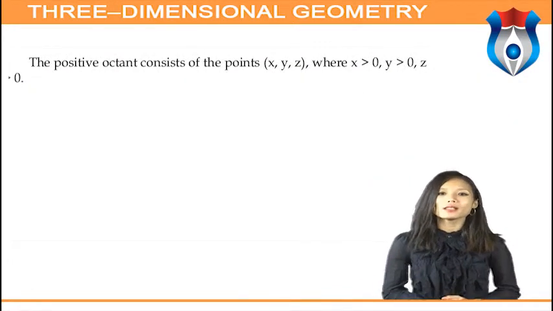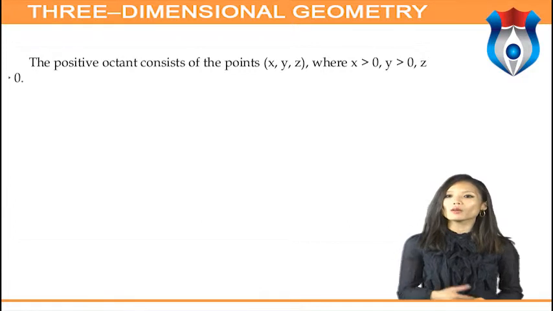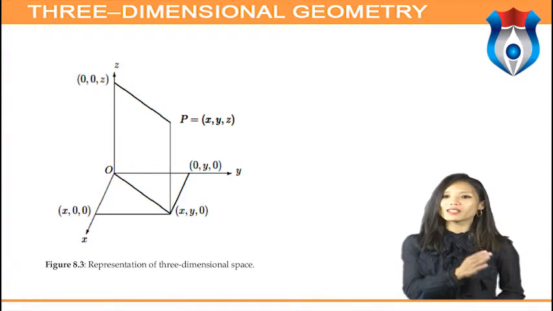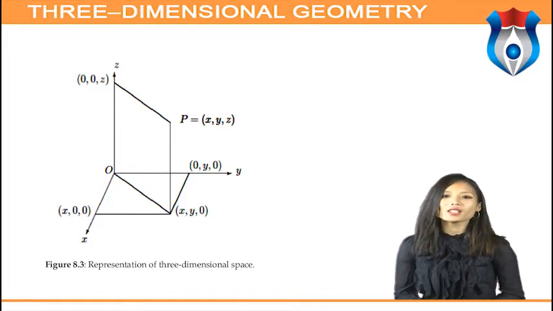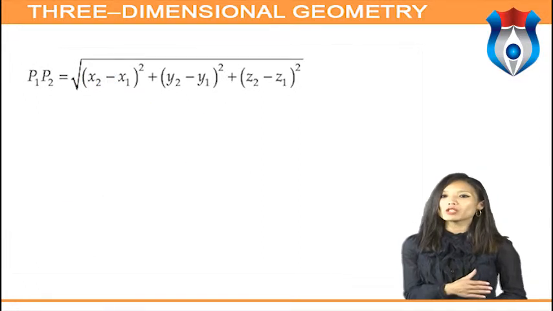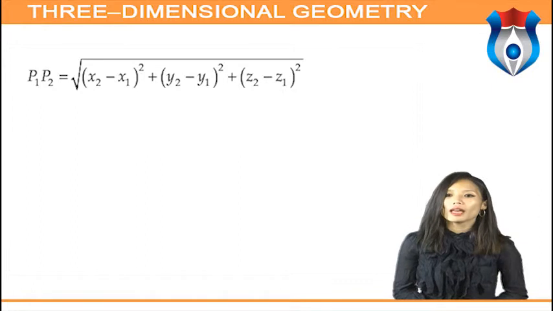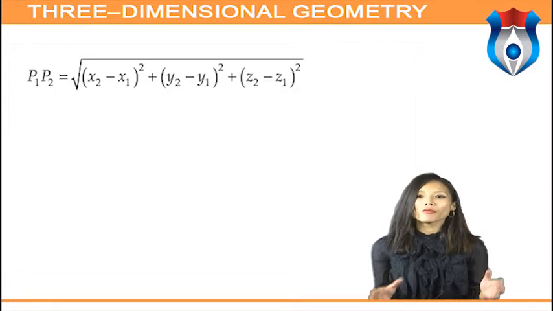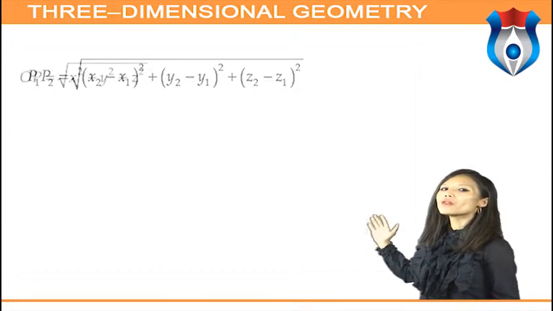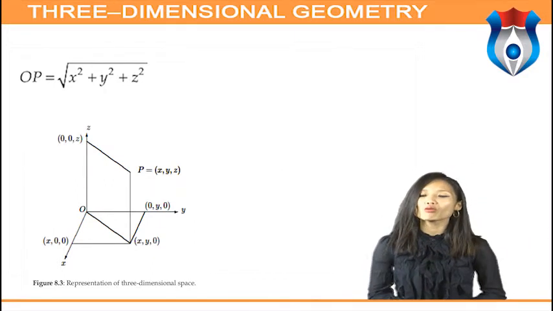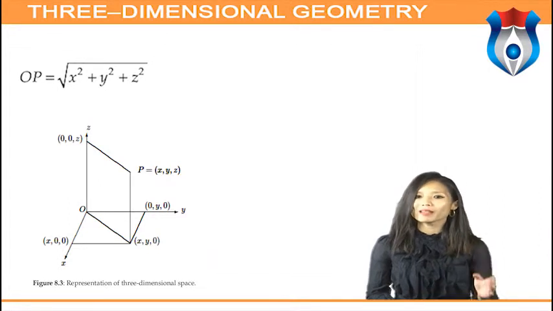The positive octant consists of the points where x is greater than 0, y is greater than 0, and z is greater than 0. We think of the points x, y, z with z greater than 0 as lying above the xy-plane, and those with z less than 0 as lying beneath the xy-plane. The distance P1P2 between points P1 (x1, y1, z1) and P2 (x2, y2, z2) is defined by the formula shown on the screen. For example, if P is equal to x, y, z, then OP is equal to the square root of x squared plus y squared plus z squared.